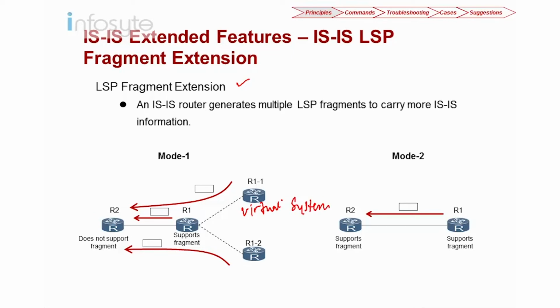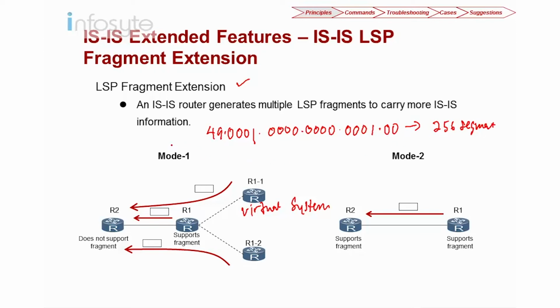Okay, now this virtual system basically uses the same network entity. For example, if I'm going to use 49.0.0.0.1, this is my network entity, and my system ID is assumed that I'm going to use this number. Okay, so here I can only generate 256 segments.